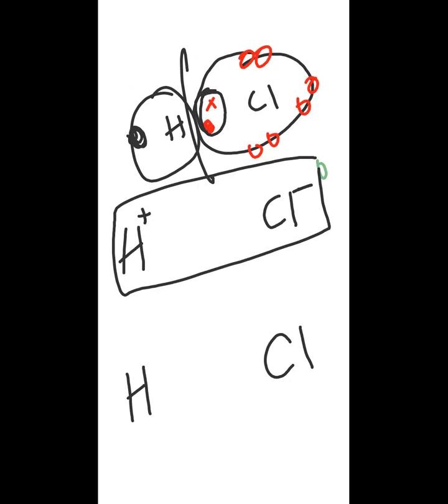There are two types of fission. Fission means to break down. One is homolytic, one is heterolytic. This is the easiest example you can see. When we are breaking the compound, we have two possibilities: either we can break it in ionic form, or we can break it in atomic form.